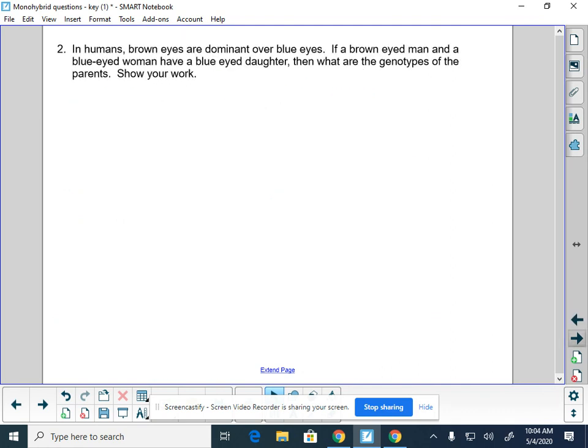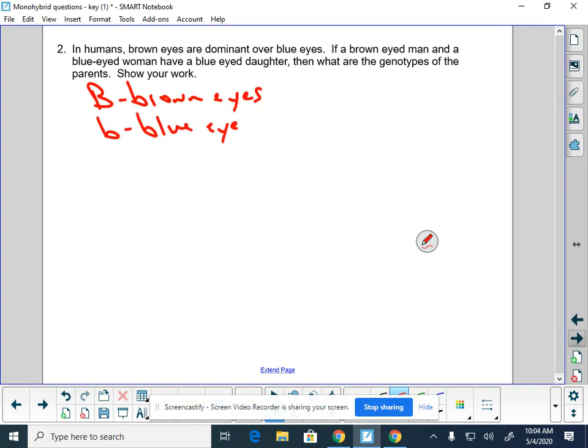Question number 2. In humans, brown eyes are dominant over blue eyes. So again, a legend. Big B for brown eyes. Little b for blue eyes. If a brown-eyed man, so we know that the man has brown eyes, so he has at least one big B, we don't know the other one just yet, is crossed with a blue-eyed woman. So the woman is blue eyes, which means she has to be homozygous recessive.